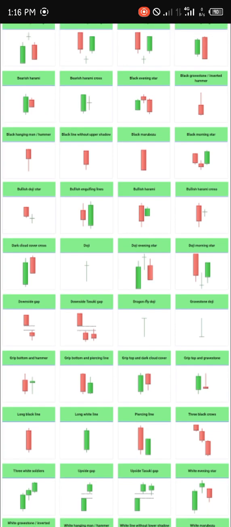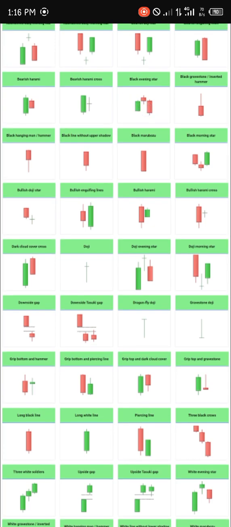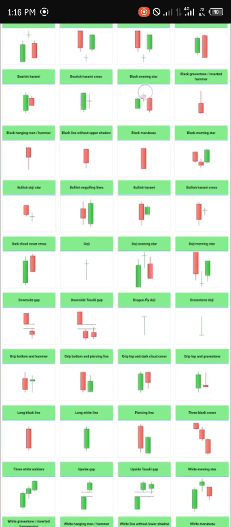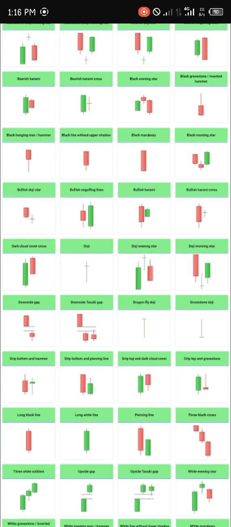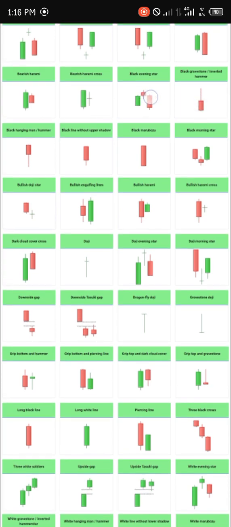Look at another evening star. You see another one. This is a doji. This short red candle at the top is a doji. And look at this one, an inverted hammer. You can call it an inverted hammer or a pin bar. And this is a bearish movement. Mind you, bearish means that it will go down. Bullish means it will go up. Buy means it will go up. Sell means it will go down.